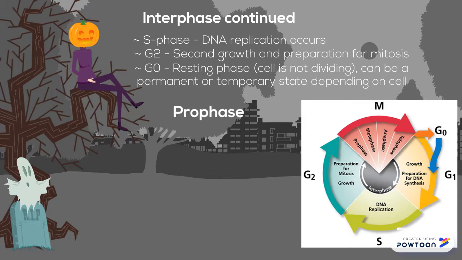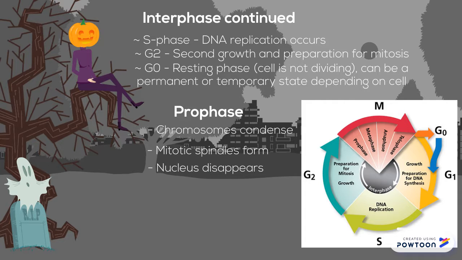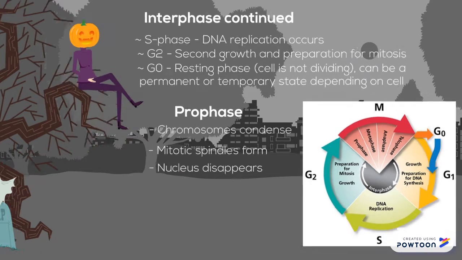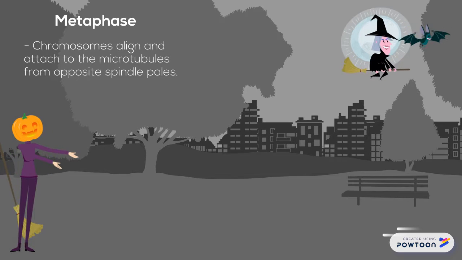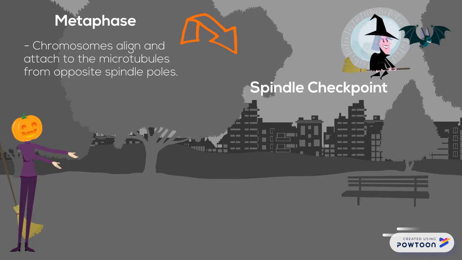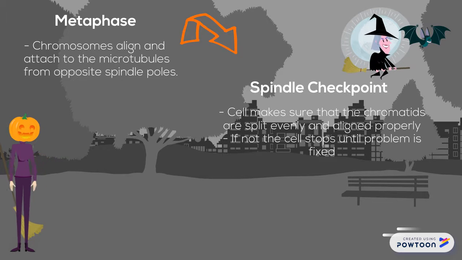The second phase is prophase, where chromosomes condense, mitotic spindle forms, and nucleus disappears. The third phase is metaphase, where chromosomes align and attach to microtubules from opposite spindle poles. Then comes the spindle checkpoint, where cells make sure that chromatids are split evenly and aligned properly. If not, the cell stops until the problem is fixed.